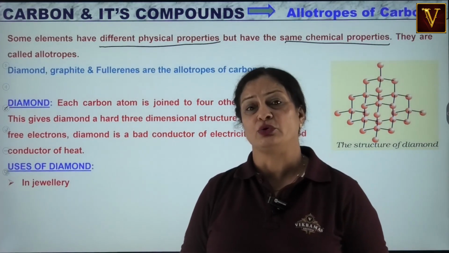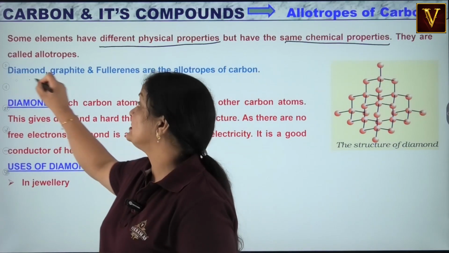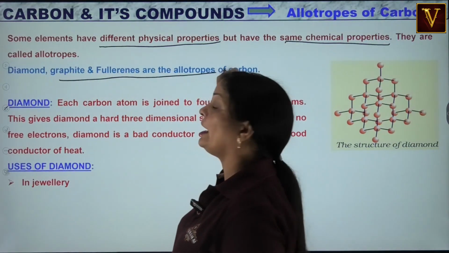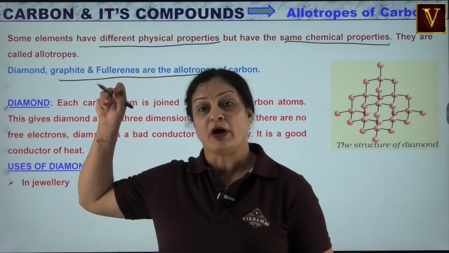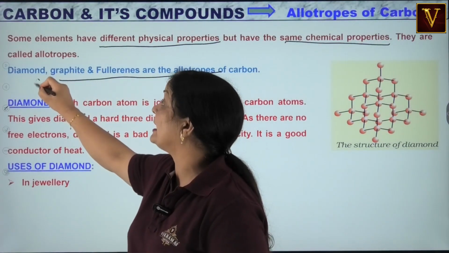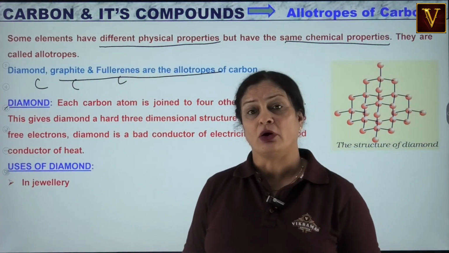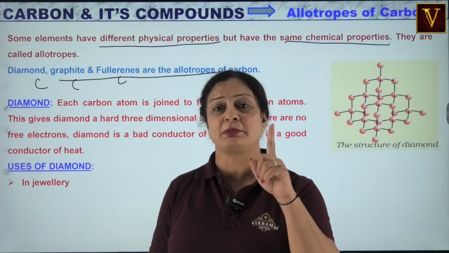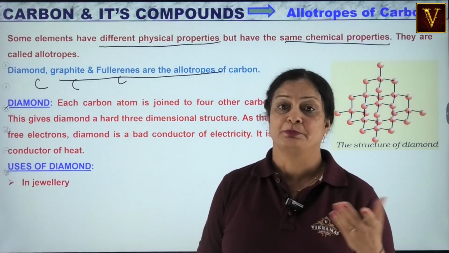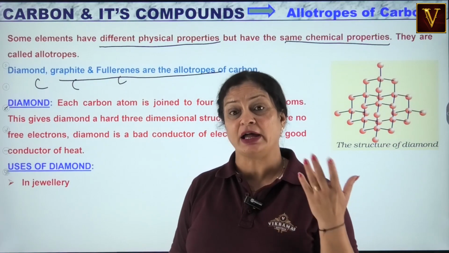Yes, student, we know very well allotropes of carbon: diamond, graphite and fullerenes. Why are they called allotropes of carbon? Because all these elements are made by carbon, meaning all these elements have same chemical composition, but they are different. How are they different? Why are they different?